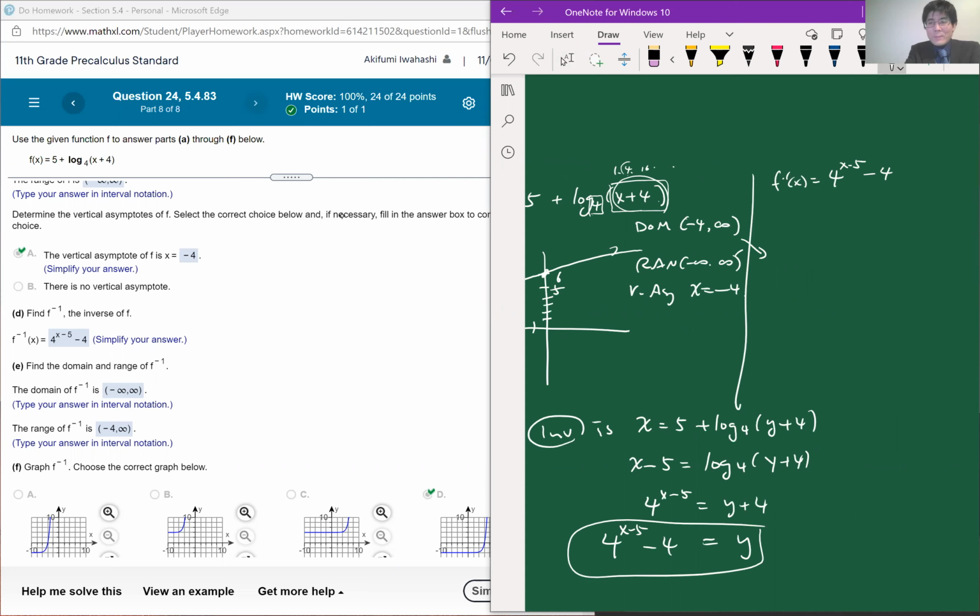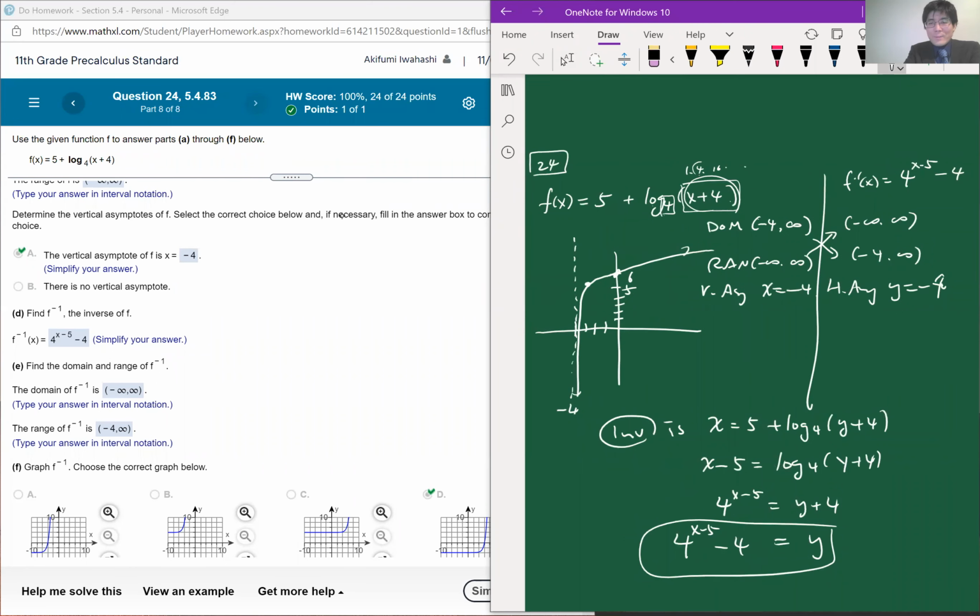Domain is -infinity to positive infinity. Range is -4 through infinity. And the horizontal asymptote will be y is equal to -4. And the graph looks like this. The original function has the point -3, 5, so the inverse function should have 5, -3. And 6, 0 in the original becomes 0, 6 in the inverse. So the graph looks like this. And they are symmetric with respect to the line y is equal to x.